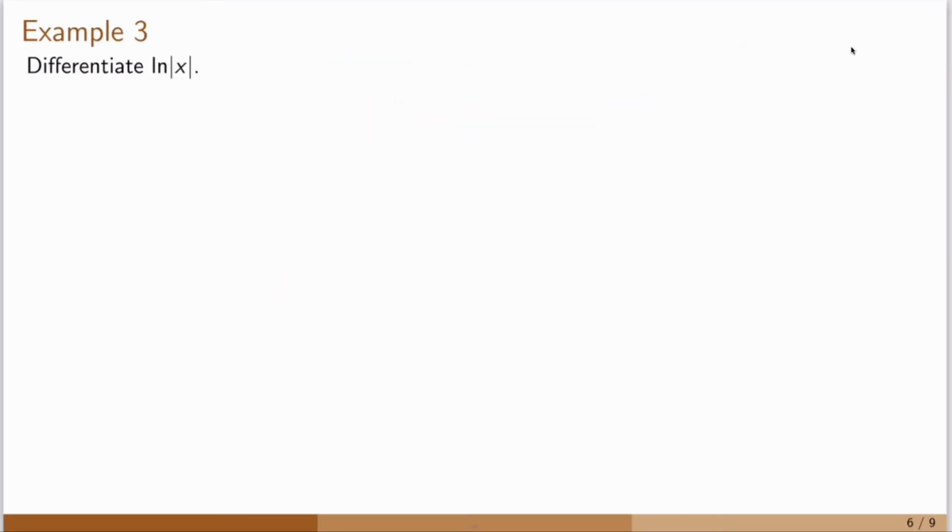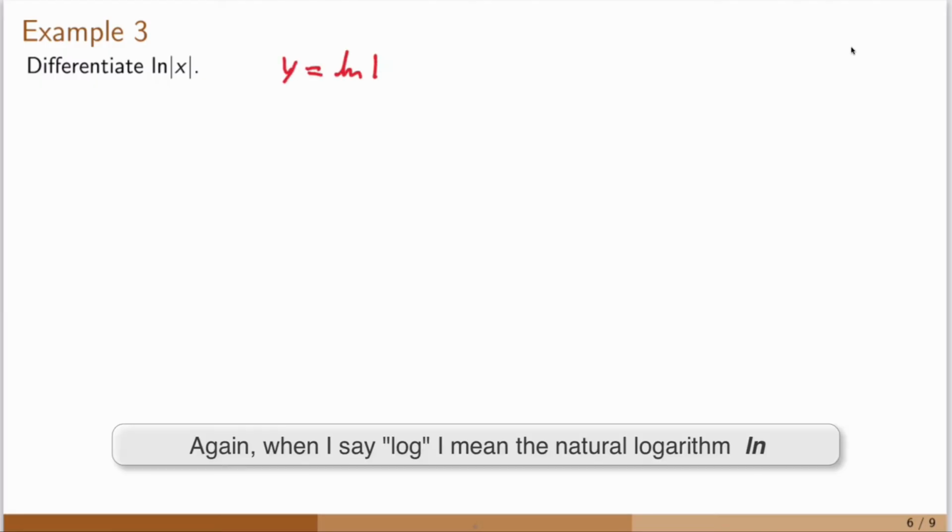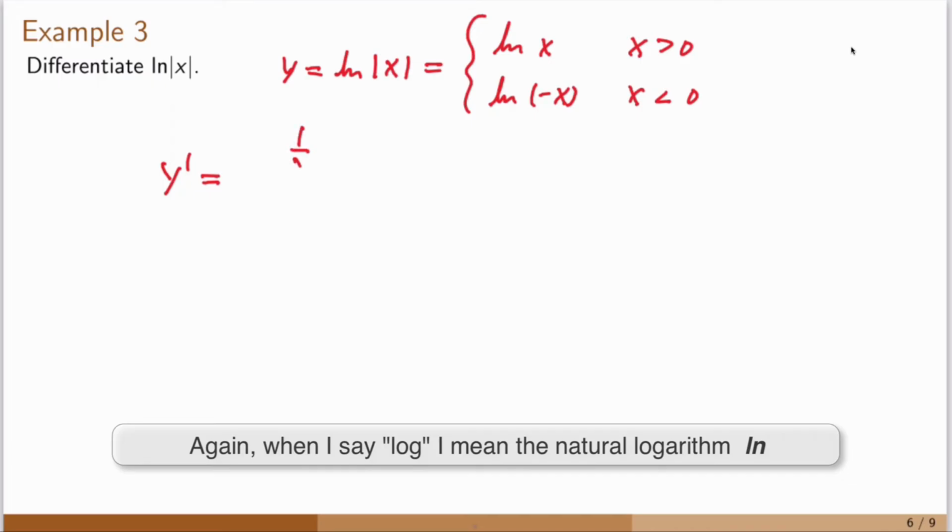And another example. Let's say y is equal to log of absolute value of x. So what is this? This is the log x if x is positive, and it is the log of minus x if x is negative. So now we differentiate piecewise. So we first differentiate the positive bit. So y prime is then 1 over x if x is positive.